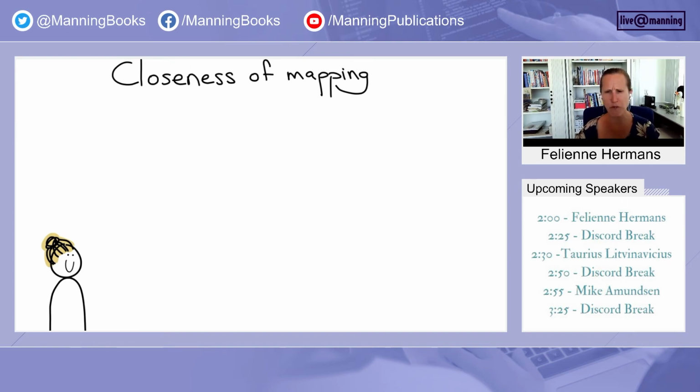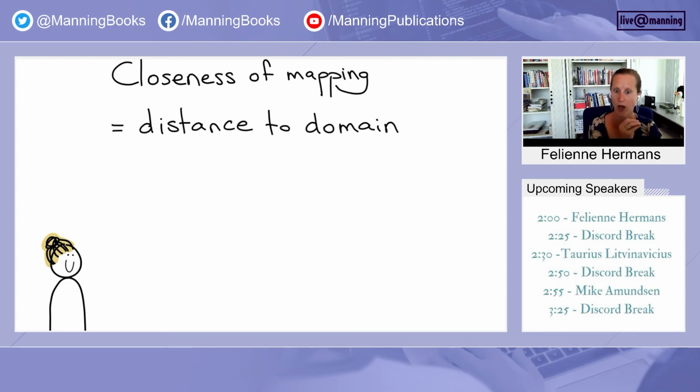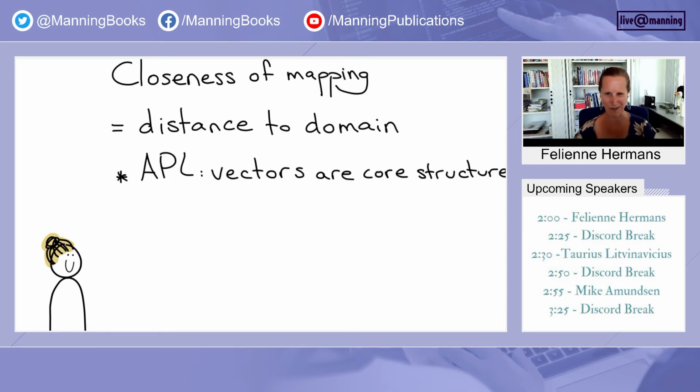Closeness of mapping is also a very interesting dimension in API design. Closeness of mapping means how close your language is to the domain, the thing you are doing. An example of this: people who have checked out my book have seen that we have quite a few examples in a programming language called APL. That's a programming language entirely based on vector calculus. It is very hard to understand, but if you understand vector calculus, then APL is actually pretty easy to understand, because the core structure of APL is vectors.